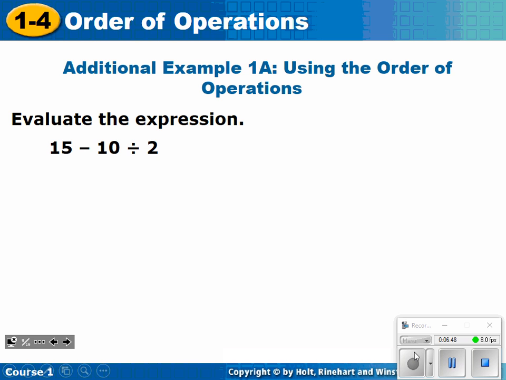So here's what I want you to do. This is what I expect. I need you to show me what comes first. Who can tell me in this problem, 15 minus 10 divided by 2, what comes first? Brett. 10 divided by 2. So I want you to then underline the part that you're about to do, and then I want you to rewrite the problem. 15 minus whatever 10 divided by 2 is, which is 5, and then 15 minus 5 is 10.